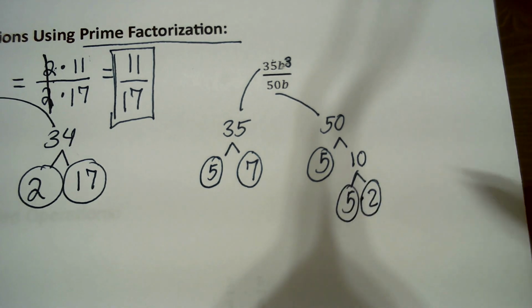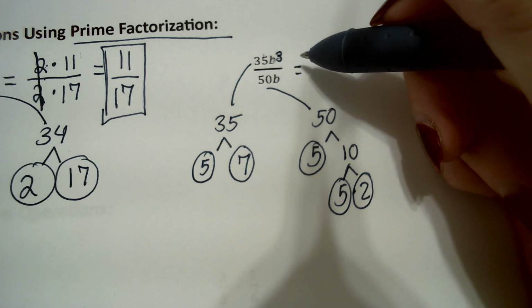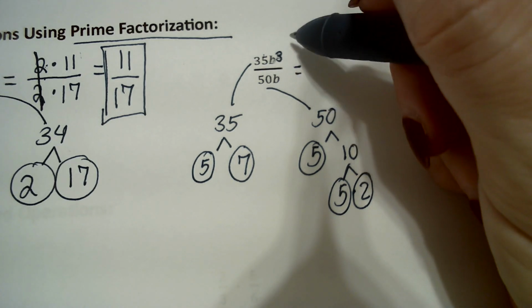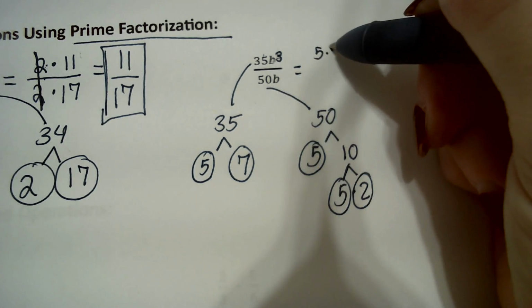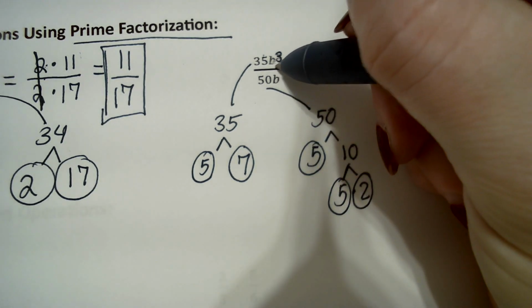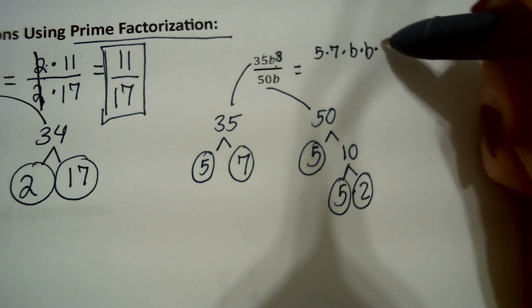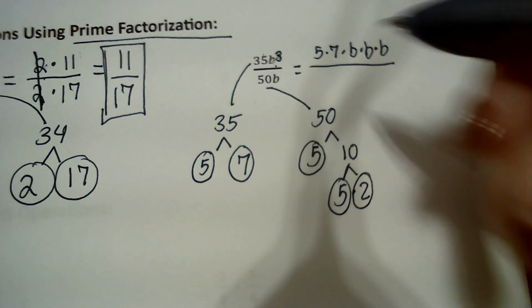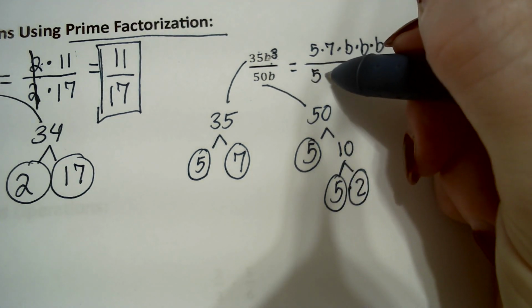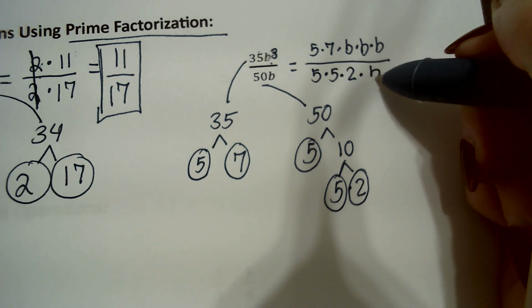5 is prime. 10 can be broken into 5 times 2. So now we're going to take our prime factorizations and we're going to write them in our fraction form with our variables. Don't forget the variables, all right? So it's 5 times 7 times b cubed. So that's 3 b's. b times b times b. Then 50b is 5 times 5 times 2 times b.